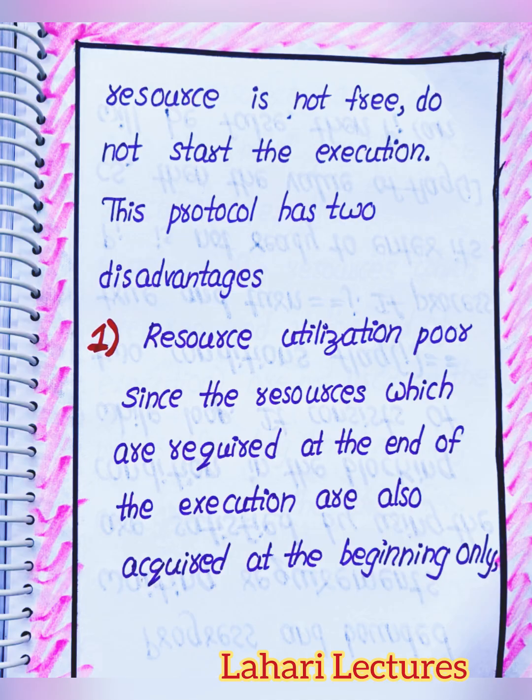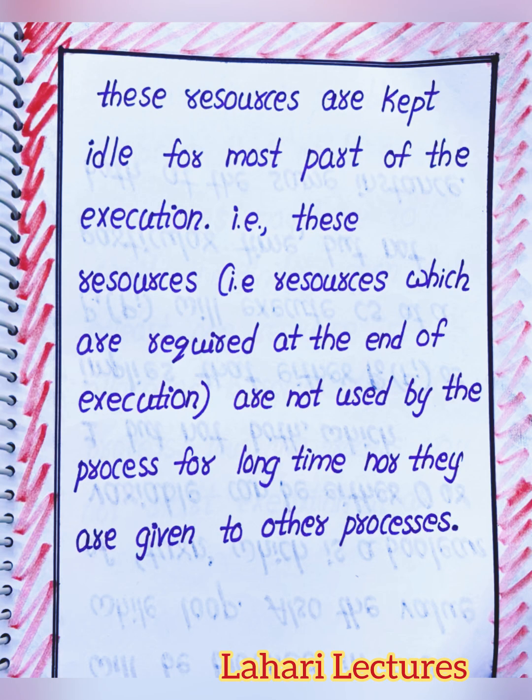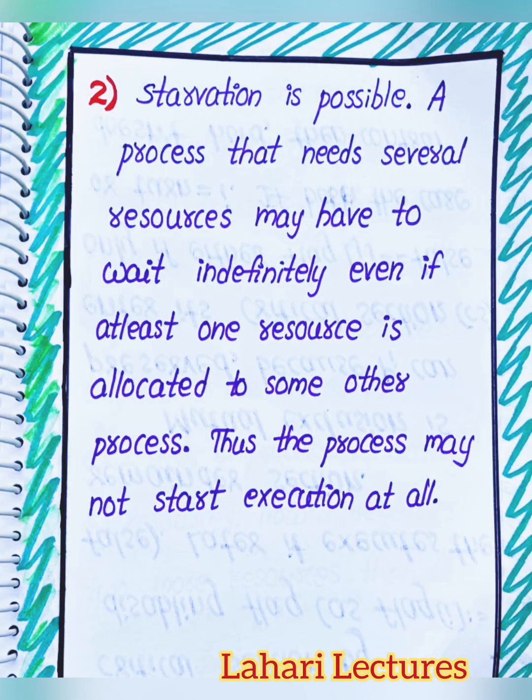This protocol has two disadvantages. First one, resource utilization poor, since the resources which are required at the end of the execution are also acquired at the beginning only. These resources are kept idle for most part of the execution, that is, the resources which are required at the end of an execution are not used by the process for long time, nor are they given to the other processes. Second one, starvation is possible. A process that needs several resources may have to wait indefinitely even if at least one resource is allocated to some other process. Thus, the process may not start execution at all.